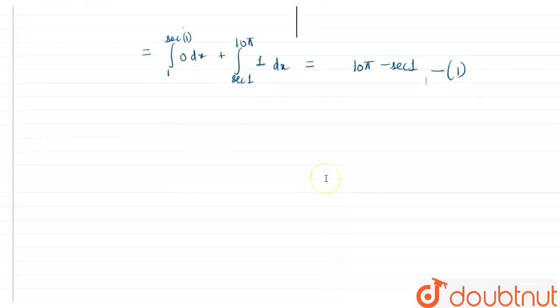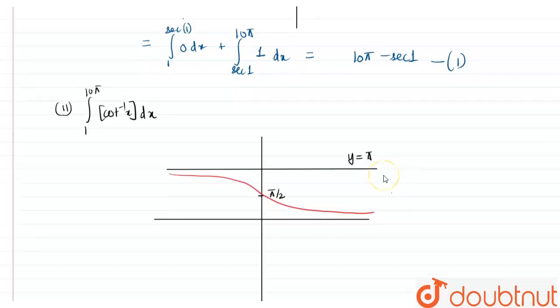Now we move further to the second part, the integral from 1 to 10 pi of greatest integer function of cot inverse x dx. We need to see the graph of cot inverse x, right? So this is roughly how the graph of y equals cot inverse x looks like. So as you can see, 1 should be somewhere here and 10 pi should be somewhere here. Alright. These are the limits of this integral.